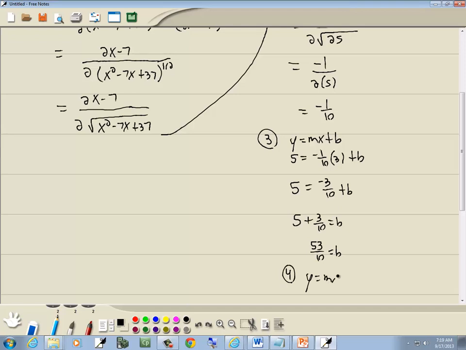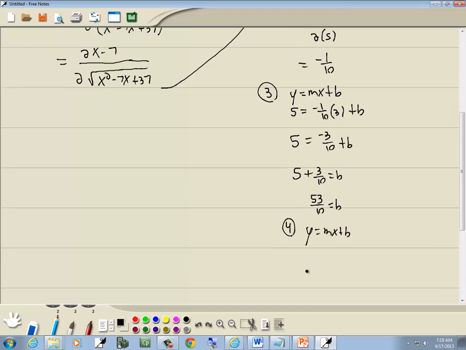Now step 4 is to actually write our answer down. We plug in the m we found in step 2, which is negative 1/10. So we have negative 1/10 x plus b, which is 53 over 10.